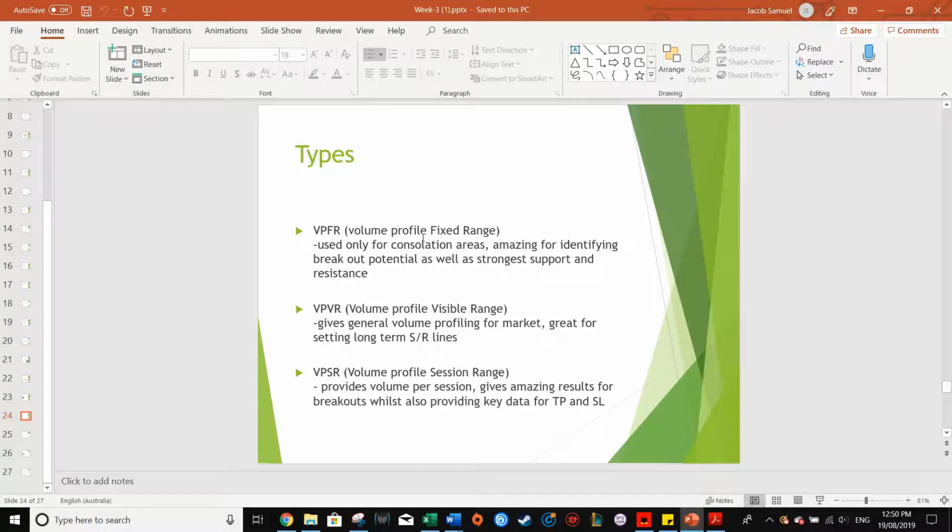The next one, visible range. Visible range is what you saw on the previous slide. It takes into consideration as much data as possible, pretty much all data on the screen, and will give you a very good market overview. It will tell you all the areas where traders have bought, sold, and it will give you a very good point of control for the entire market that you have visible on the screen. Why do we use that one? We want to set our basic support and resistance lines. Where is the market going to be moving, given the data that we're currently looking at in the present?